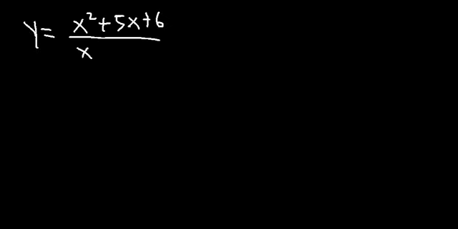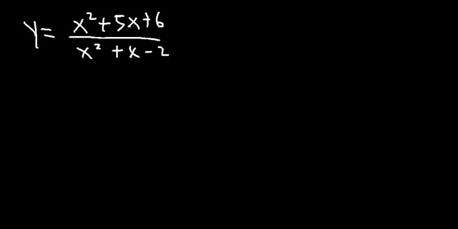So let's go over some different types of rational functions. Let's say if you have x squared plus 5x plus 6 divided by x squared plus x minus 2. Now, this function might seem complicated, but it's not really. We've pretty much covered this material.